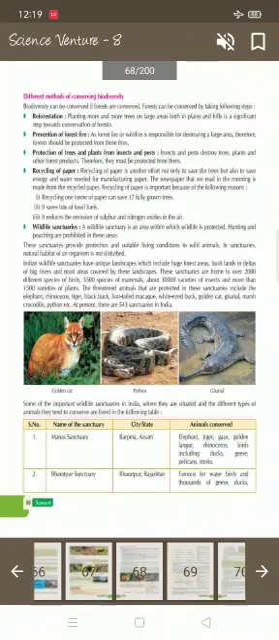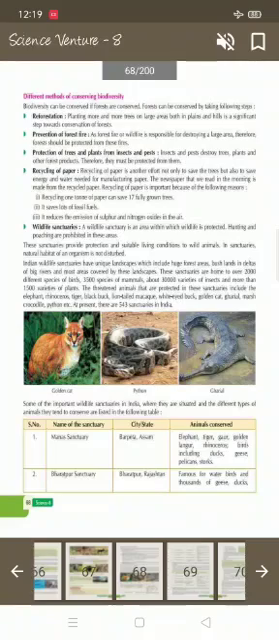Different methods of conserving biodiversity. Biodiversity can be conserved if forests are conserved. Forests can be conserved by taking the following steps. Reforestation: planting more trees over a large area, both in the plains and on hills, is a significant step toward conservation of forests.